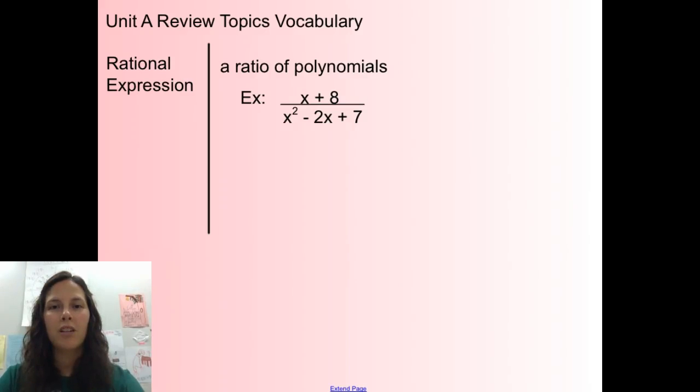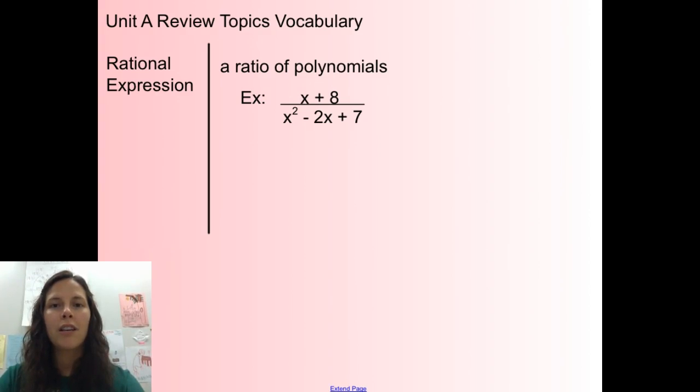Our next topic is rational expressions. Notice that we have a polynomial over a polynomial, so we end up with variables in the denominator. One of our main focuses for working with rational expressions is going to be talking about the domain restrictions. Whenever you have a variable in the denominator, there's a potential that you are dividing by 0.